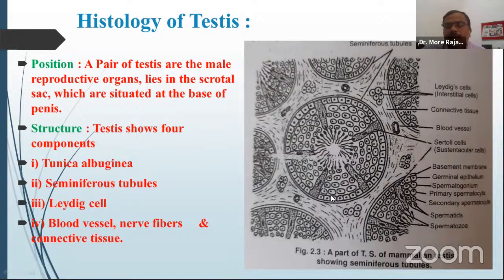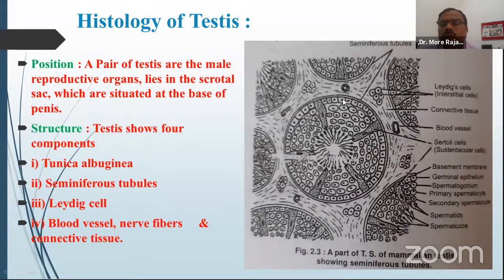So this germinal epithelium germinates and divides and redivides further to produce the spermatogonium. This spermatogonium is converted into the primary spermatocyte, then the secondary spermatocyte, and finally spermatids, which are further converted into the spermatozoa. In the central lumen, the spermatozoa are shown here.